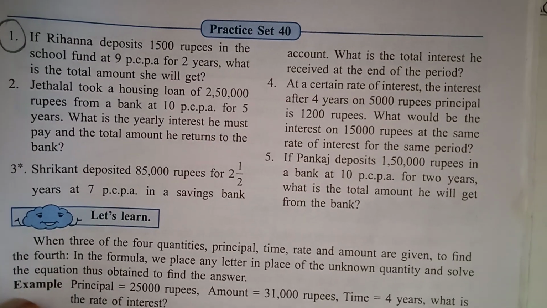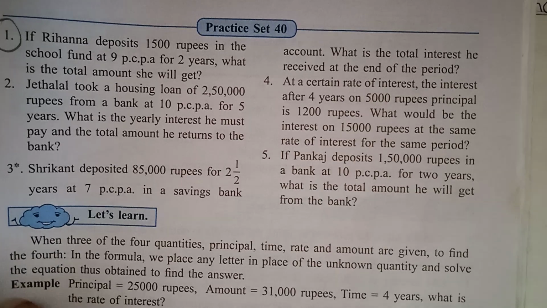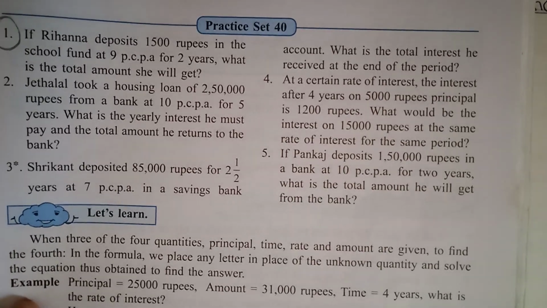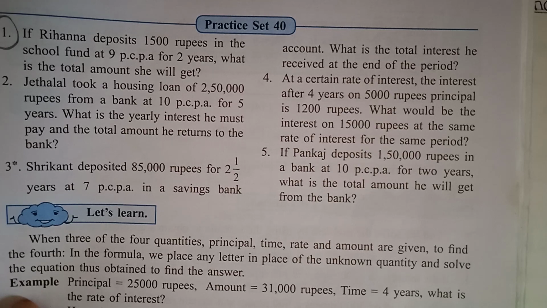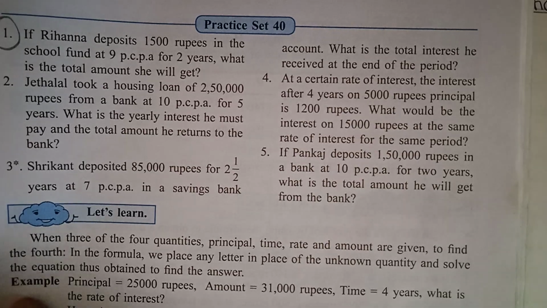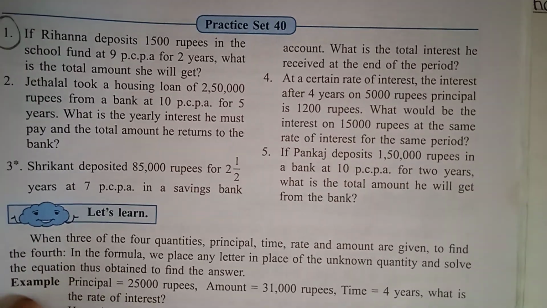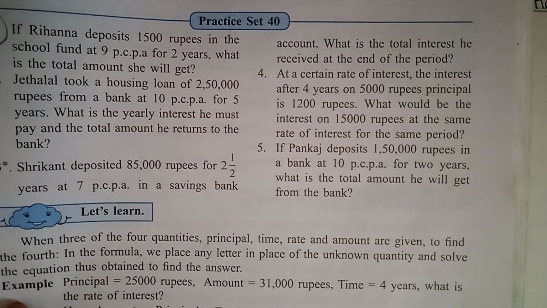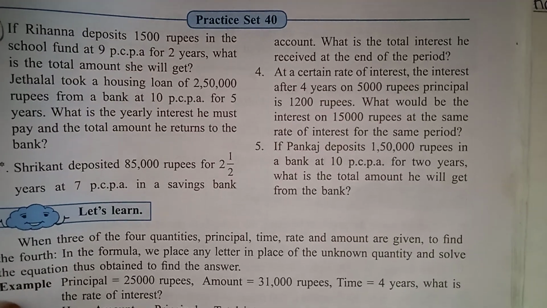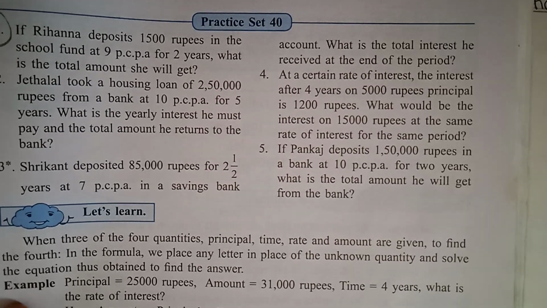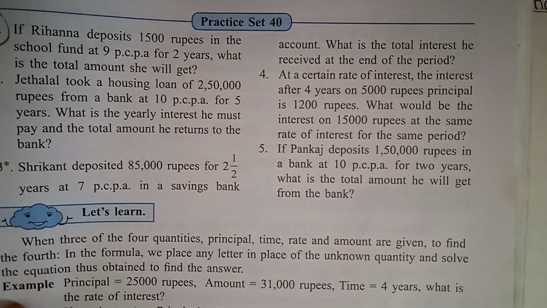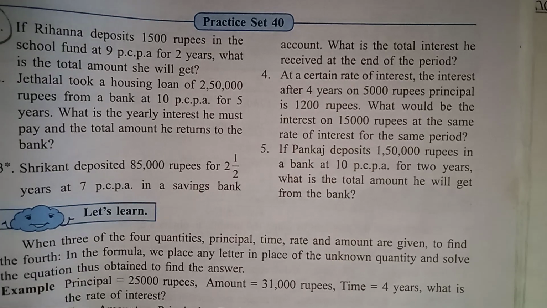Question 2. Jethalal took a housing loan of 2,50,000 rupees from a bank at 10 PCPA for 5 years. What is the yearly interest he must pay and the total amount he returned to the bank? So in this question we have to answer two questions. Jethalal took a housing loan of 2,50,000 from a bank at 10 PCPA for 5 years. So we have to first find the yearly interest he must pay and the total amount he returns to the bank. So let's find out.